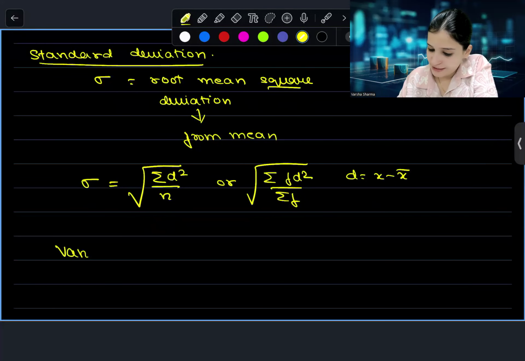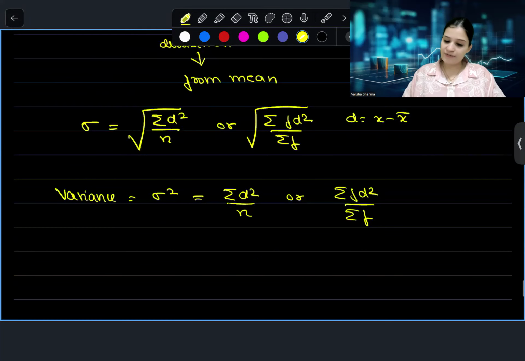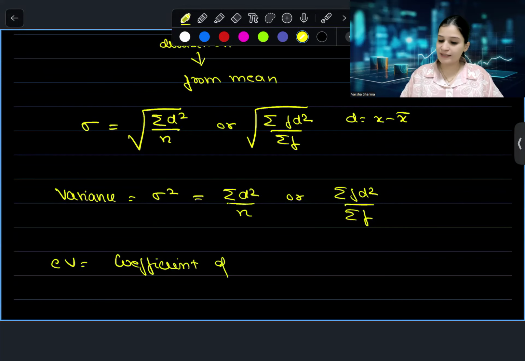If you talk about variance, variance is standard deviation square. That means don't take the root, find the square. If you leave it before the square root, then it is known as variance. Then we have CV. CV is coefficient of variation. Even though we say variance, we use standard deviation by mean into 100.